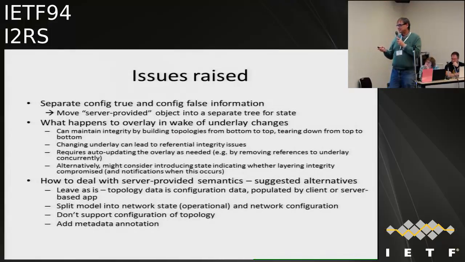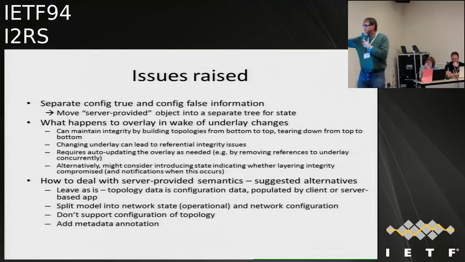Okay. So for this there are now four alternatives, I guess, that have been suggested. The first alternative is that we leave the model as it is, and the implementation of that model. It means that topology data is fundamentally configuration data, which conceptually can be populated by apps that are either residing on the client or on the server. And we have this special annotation of what the server provided semantics means.